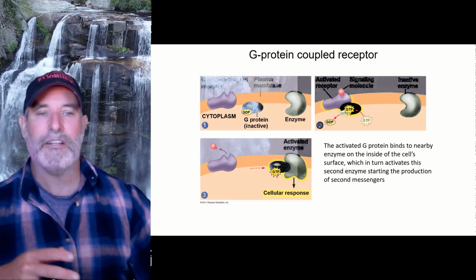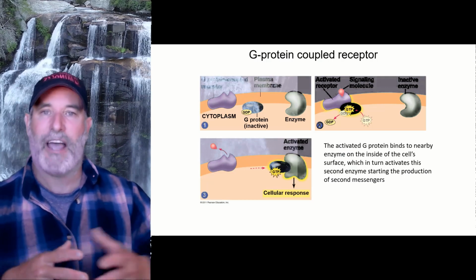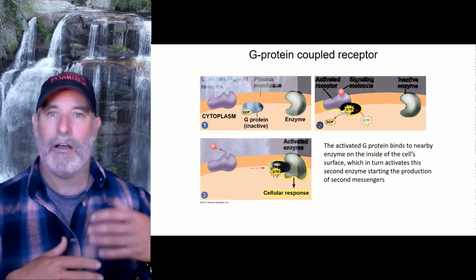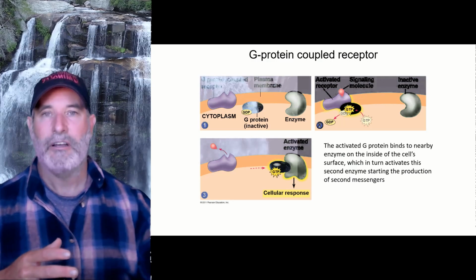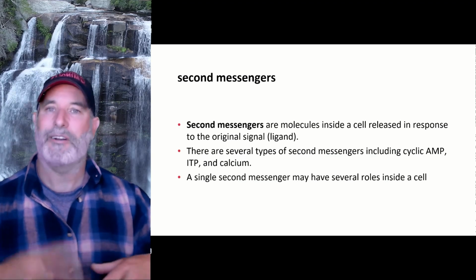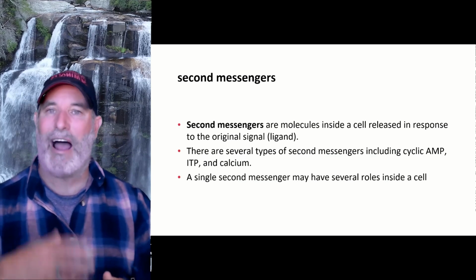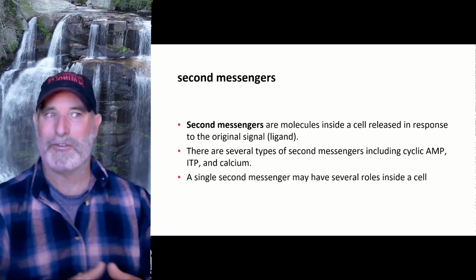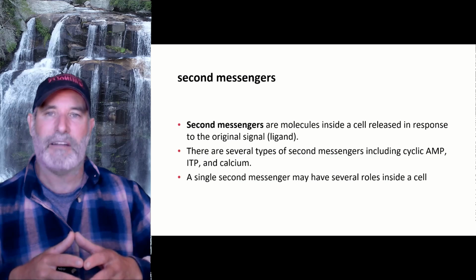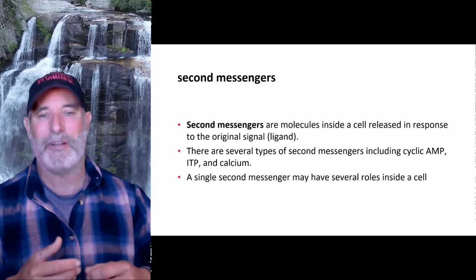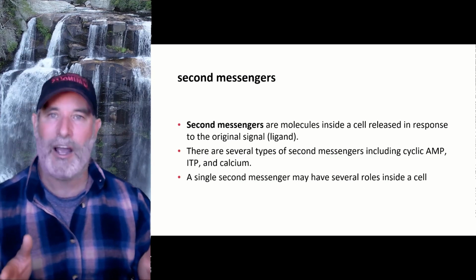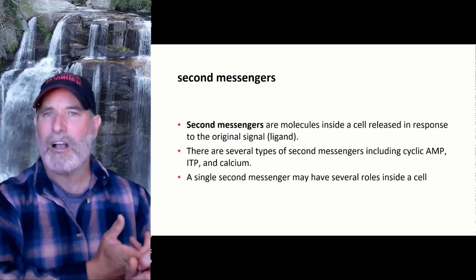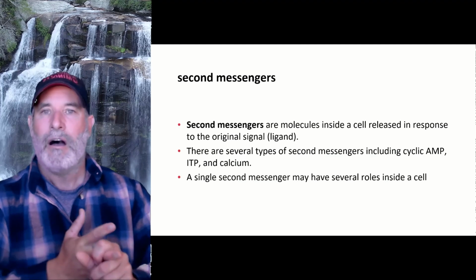Now, what's interesting here is once our secondary enzyme is activated, it sets off a series of events by activating what's called second messengers. A second messenger is called second because it occurs inside the cell after the first messenger, which is the ligand that activated the G protein coupled receptor, right? So the second messengers are second. They occur inside the cytoplasm of the cell, and there are various types of these second messengers. Cyclic AMP, and we'll talk about some of these in later chapters.